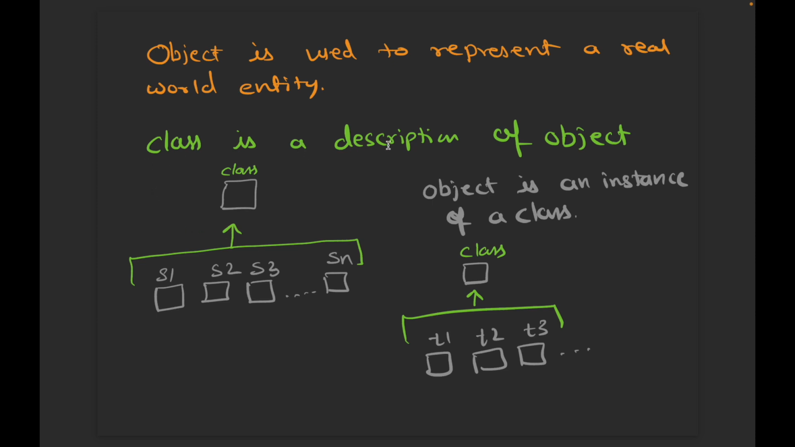description of an object. For example, S1, S2, S3 up to Sn are all objects from a single class. You can create multiple objects of a single class. A class is a collection of objects and it does not take any space in memory. A class is also called a blueprint of an object, and an object is an instance of a class. That means S1 is an object of this class.